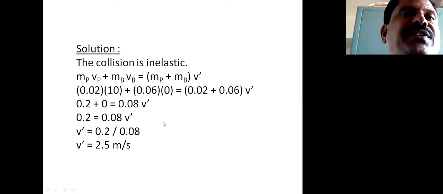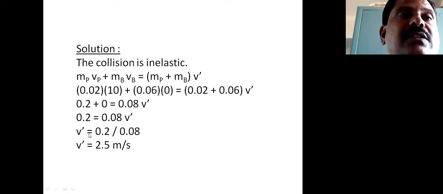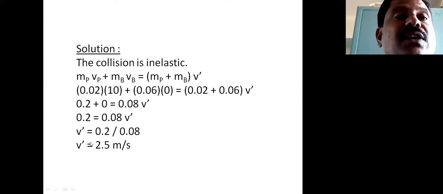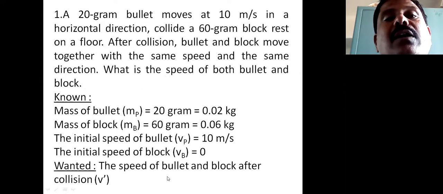After simplification, we get 0.2 plus 0 equals 0.08 V dash, so V dash equals 0.2 divided by 0.08, which is 2.5 meters per second. This is the speed of the bullet and block after the collision.